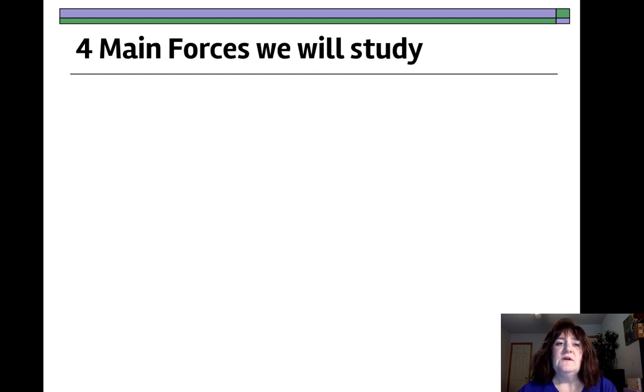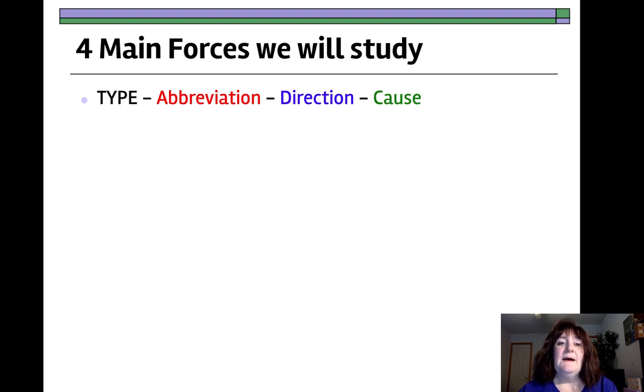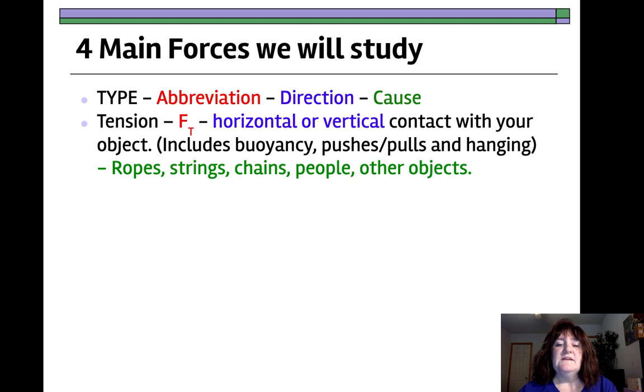The four forces that we're going to study are by type, abbreviation, direction, and cause. So be sure you get this slide written down very carefully. The first one is tension. Tension is abbreviated as FT. It can go horizontally or vertically, so essentially all four directions and angles. And it is contact with your object. Now, this does include buoyancy, pushes, pulls, hangs, and is caused by ropes, strings, chains, people, and even other objects can cause tension.